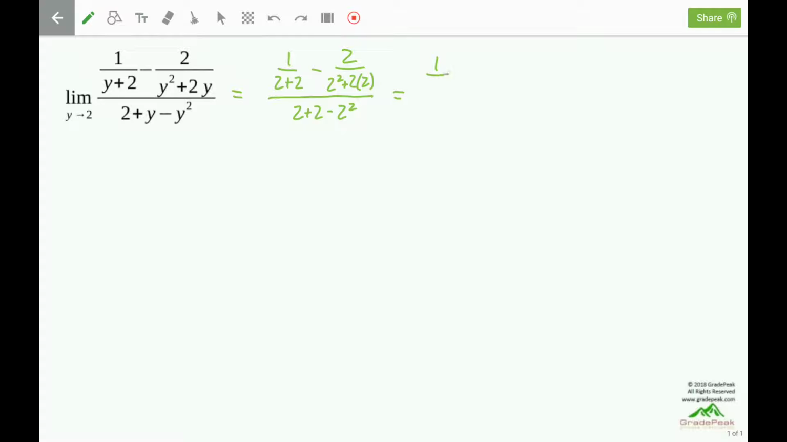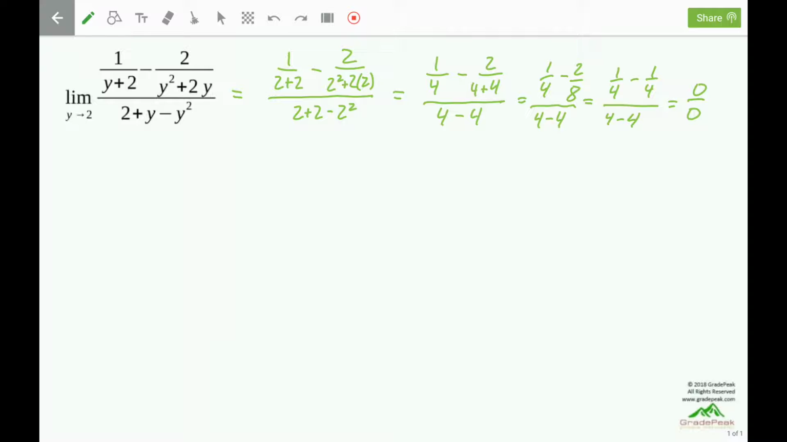In the numerator we have 1 over 2 plus 2, which is a 4, minus 2 over 2 squared, which is 4, plus 2 times 2, which is another 4, and then all of this over 2 plus 2, which is a 4, minus 2 squared, which is a 4. In the numerator we have 1 over 4 minus 2 over 4 plus 4, which is an 8, and then all of this over 4 minus 4. The 2 over 8 has a common divisor of 2, so it will reduce to 1 over 4. So 1 over 4 minus 1 over 4, over 4 minus 4, gives us 0 over 0.